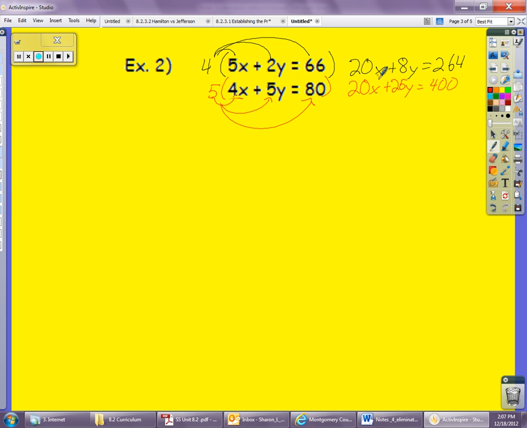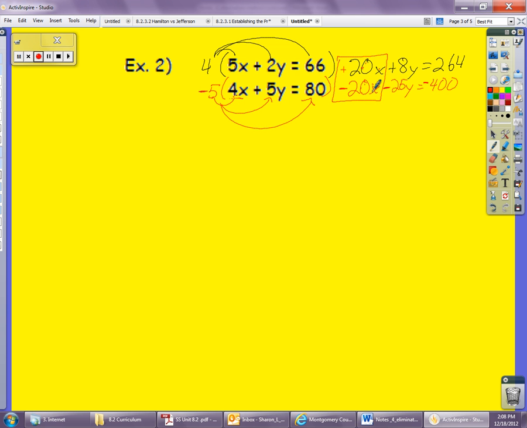Now, when we look at our x's, they're both 20, but they're both positive. And we want one to be negative, so I'm going to go back and change this to negative 5. So that will give me negative 20. Then I would change this to minus 25y and this to negative 400. So now when I go to box these two out, I have one positive, one negative.